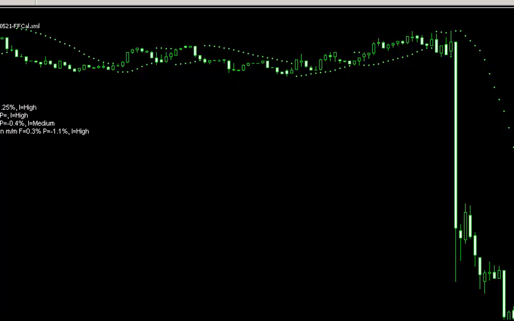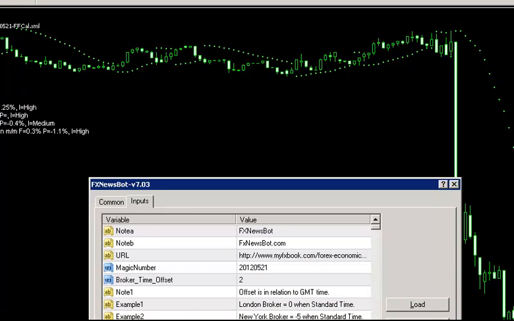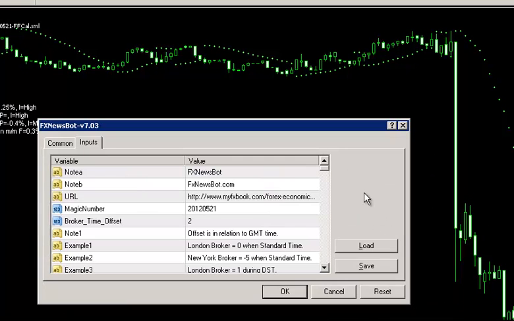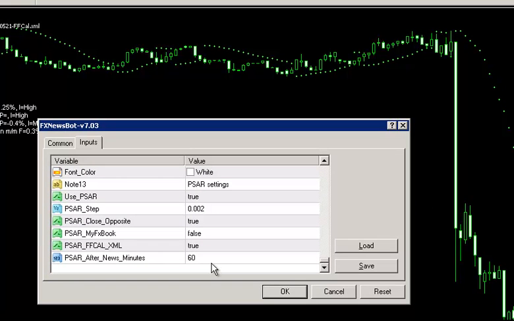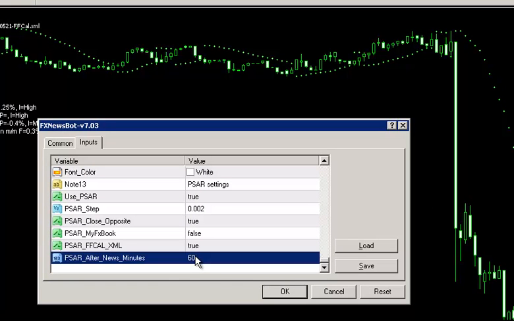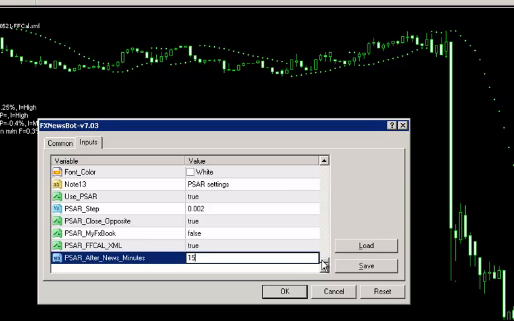If you had the PSAR set at 60 minutes, then it would trade the first dot. Each time a first dot appeared, it would trade it for the next 60 minutes, or you can just trade for the next 5 minutes or 15 minutes. And you can also turn on martingale so that if it closed in loss at one PSAR dot and a new first PSAR dot appeared, then it would open double the lot size and open another order.